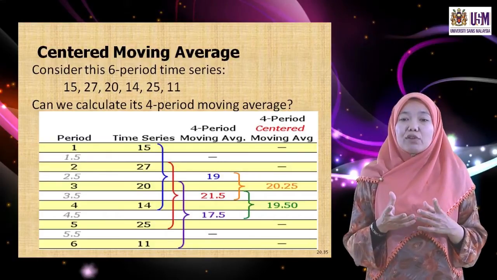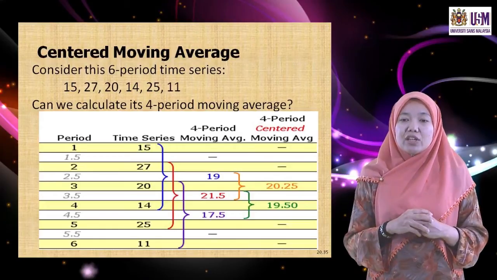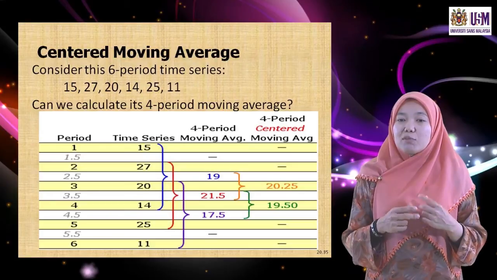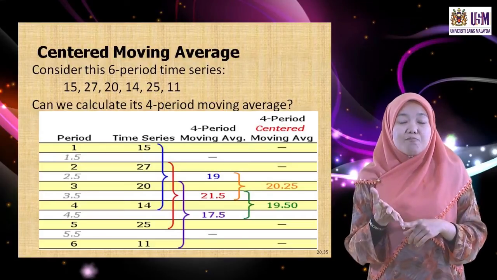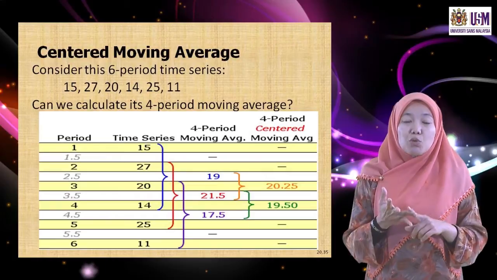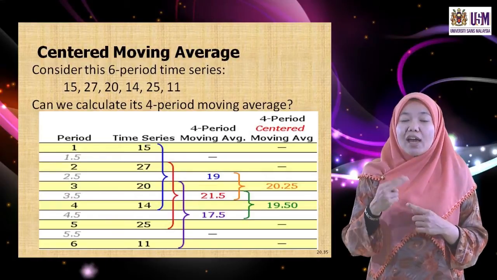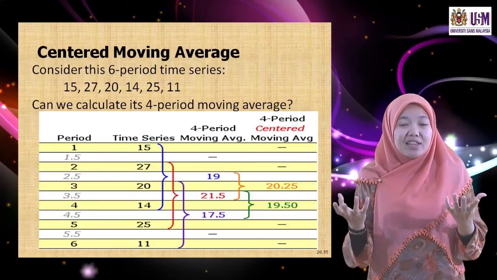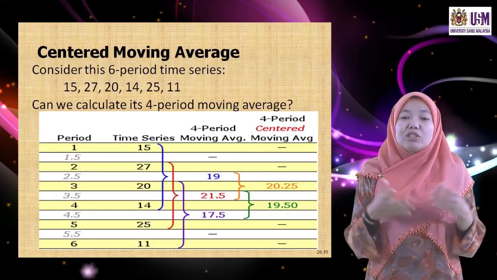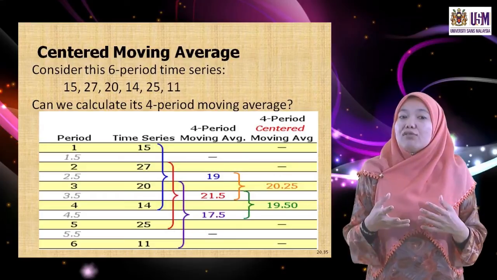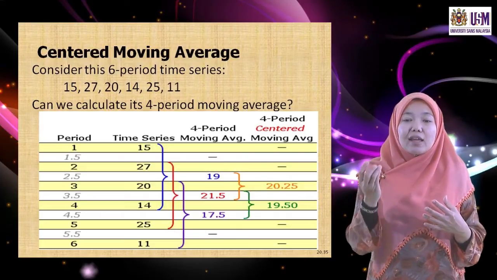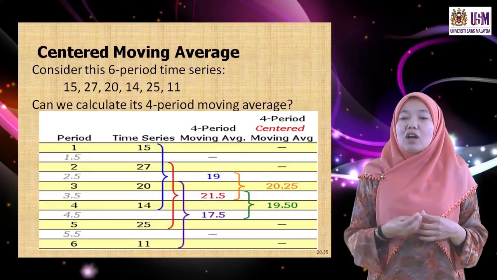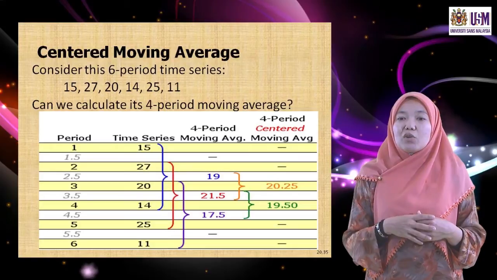This is where you have your centered moving average. What you need to do is simply take two values in the moving averages. In this case, you have 19, and you add 21.5. Because you add these two values, you then need to divide by 2, because of the word average. Then you have a new value, which is 20.25, that will fall exactly on the third time period, on the third line.